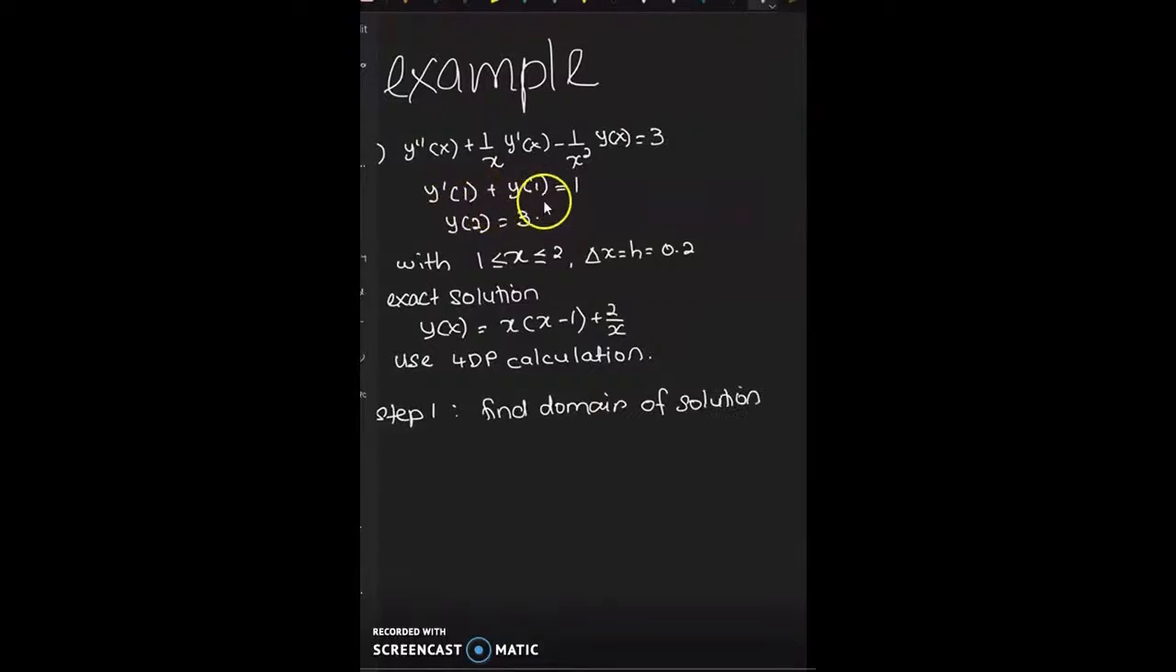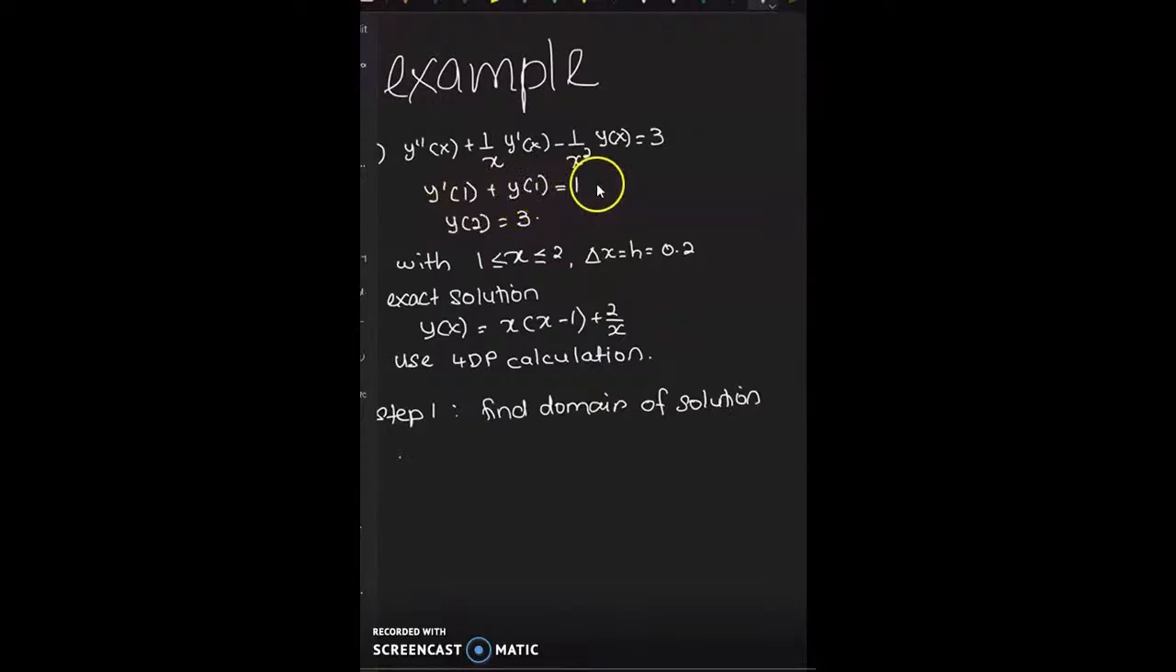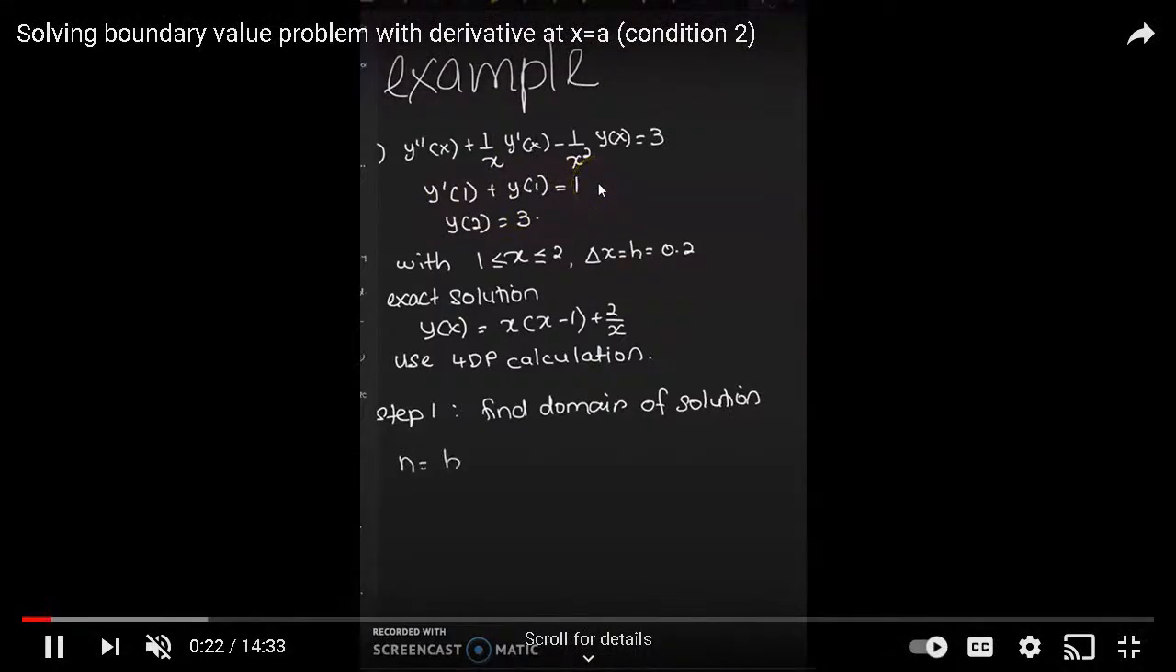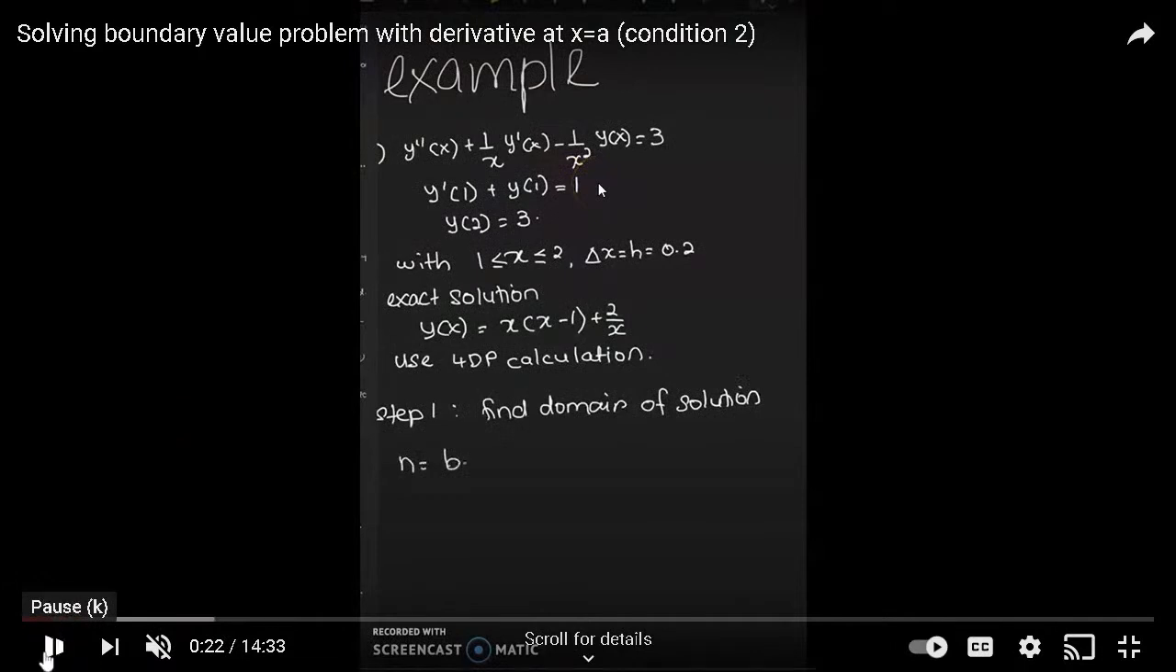Y prime prime x plus 1 over x, y prime, and then x minus 1 x squared, y x equal to 3. So this is the first. Now try to do the derivative based on this problem. Go to chapter 5. I hope you can go to chapter 5.